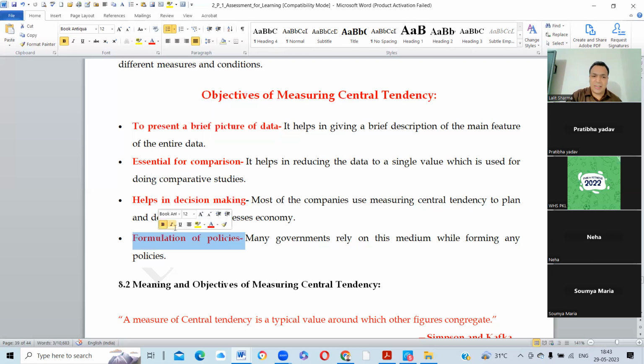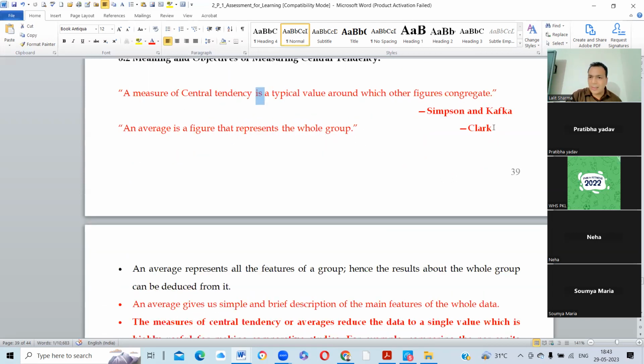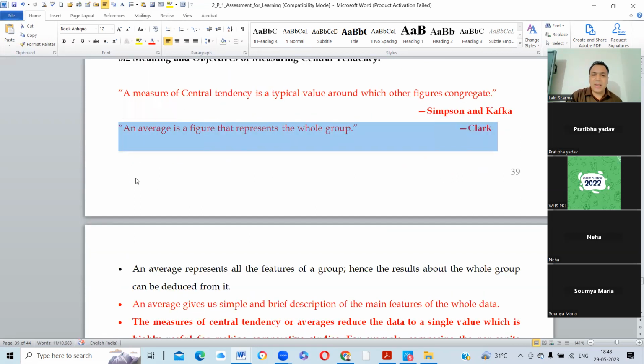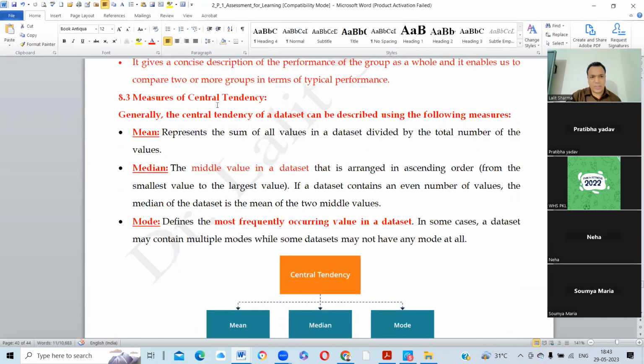Objective of measuring central tendency. तो एक definition है, if you can learn, तो you can learn. Clark की कर सकती हैं. It is simple: an average is a figure that represents the whole group. So it is all about average.